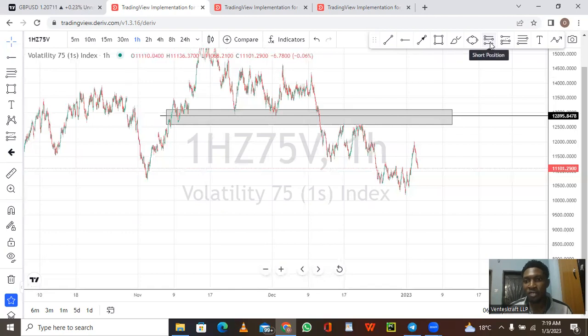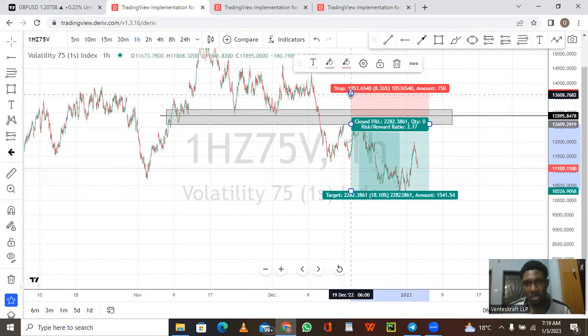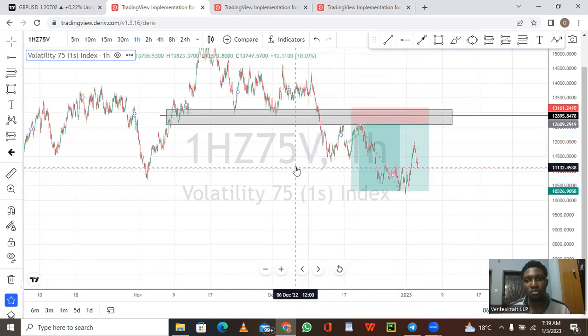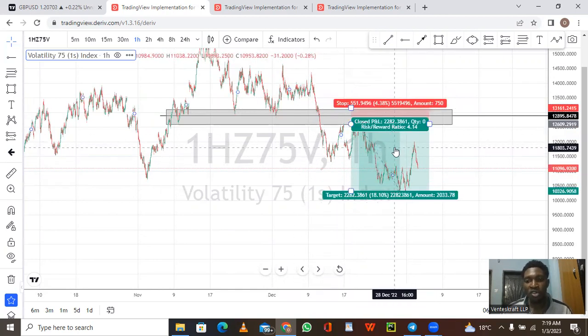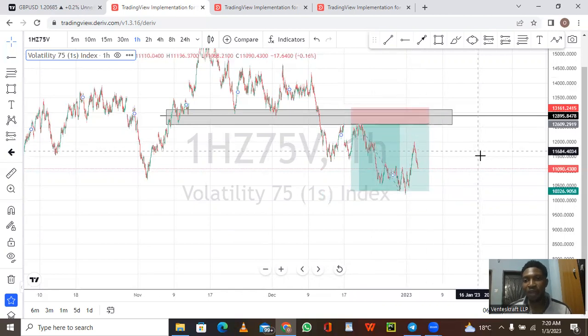So we have an advantage of structure. If you're taking a short from here, probably we want to put our stop loss slightly above the structure. Now look at what we have. Our risk reward has increased to what? 1 to 4. Can you see? That is almost two times the entry you are making on the higher time frame.